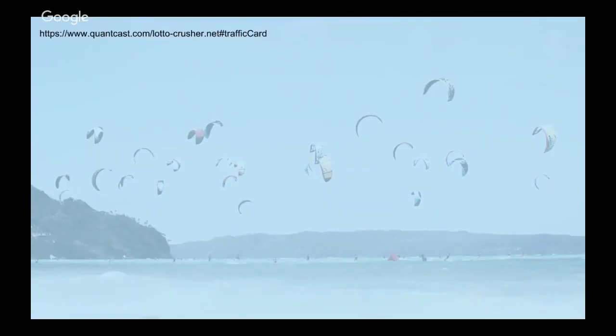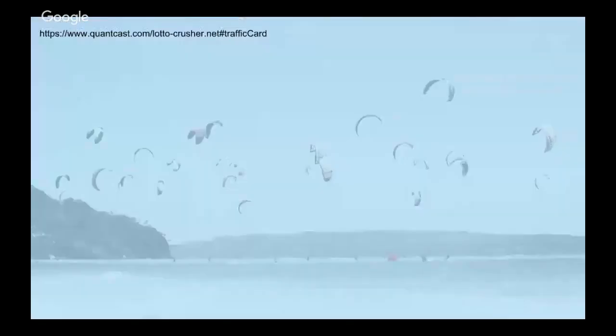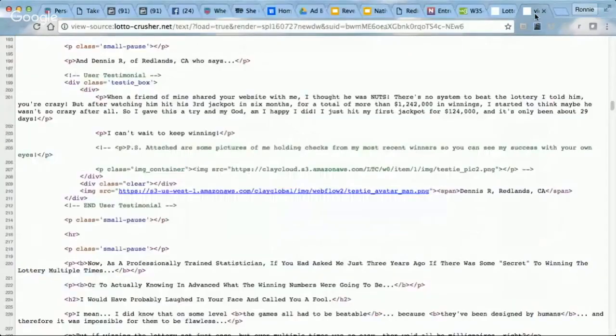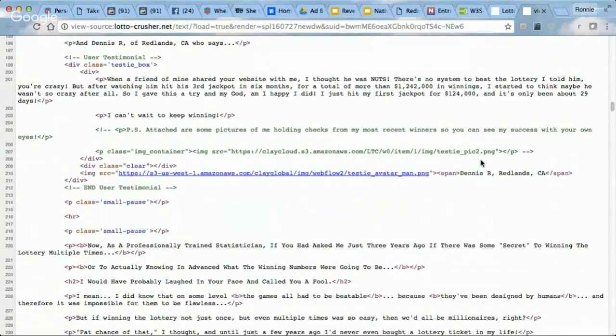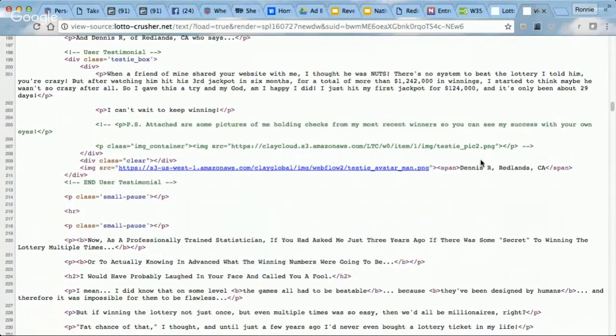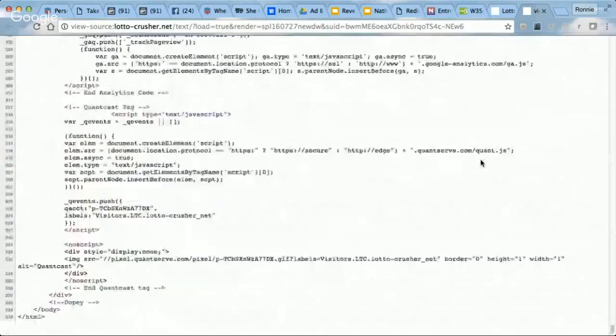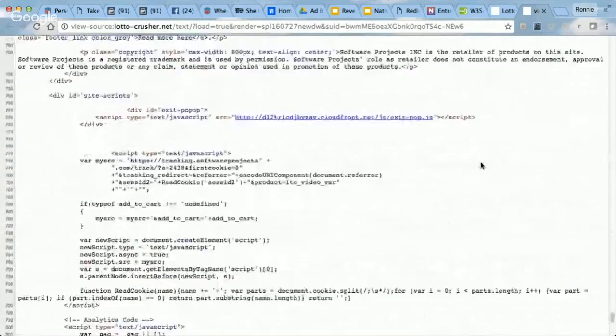This is a really cool thing I found. The site that this is on is called lotto-crusher.net. I did view source, and I always look through the code and see how this says, attached are some pictures of me holding a check. I'm seeing they edited out some things. Let's go down. Let's look at their pixels.